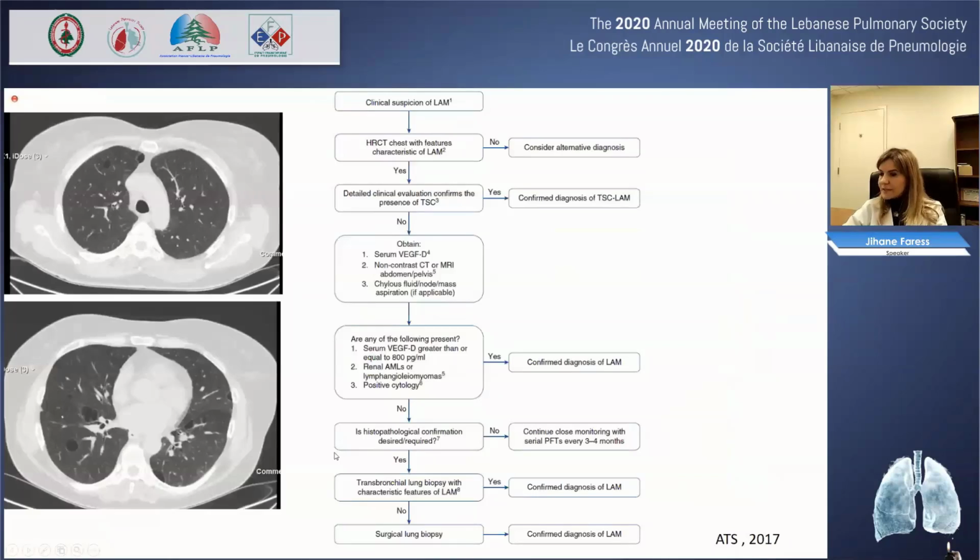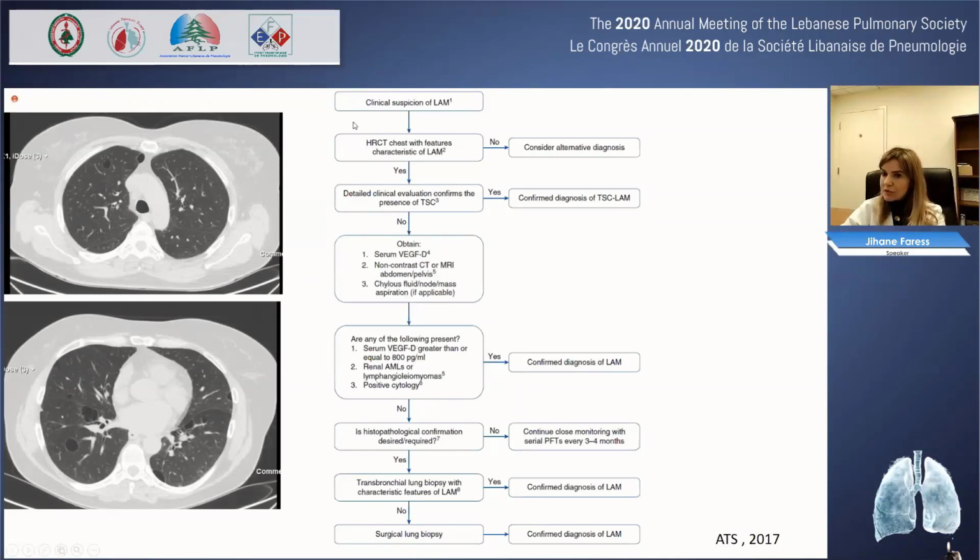So based on all of this, the ATS put out for us an algorithm for a systematic and stepwise approach to how to diagnose LAM. First of all, if you have a clinical suspicion with an HRCT feature characteristic of LAM, your next step will be to look for TSC because the findings can be subtle. And if you don't find TSC, then we are now thinking about sporadic LAM. We can order a serum VEGF-D level, look for angiomyolipoma in the kidney, or for other diagnostic criteria. And if we find any of these, then we have a confirmed diagnosis of LAM.